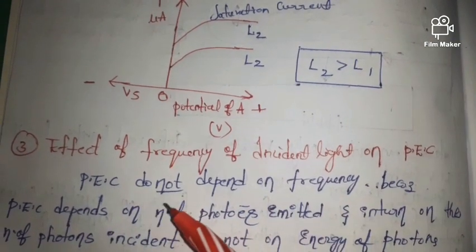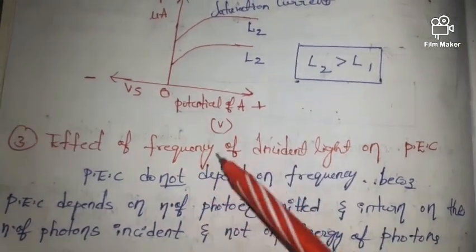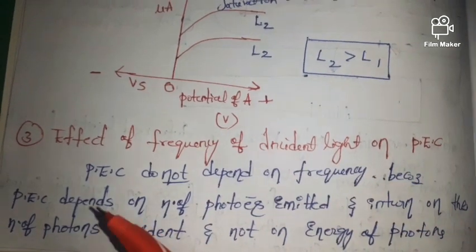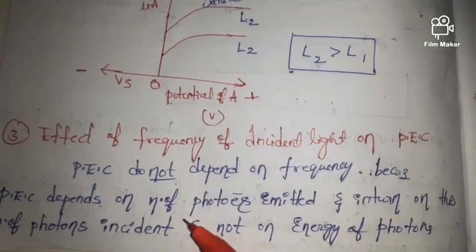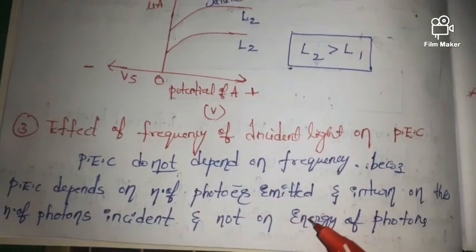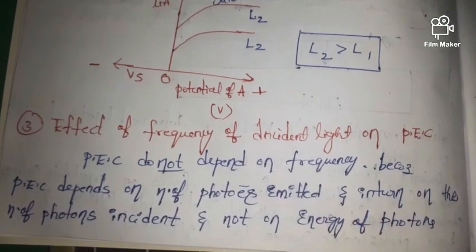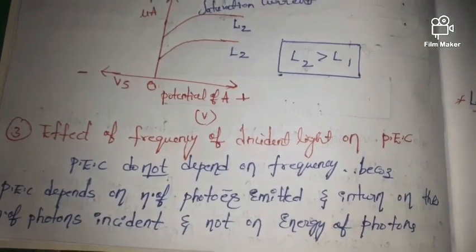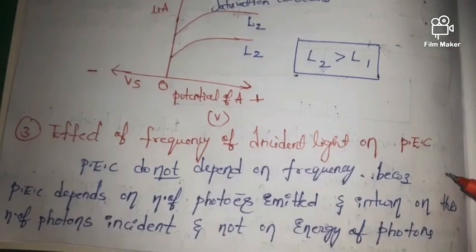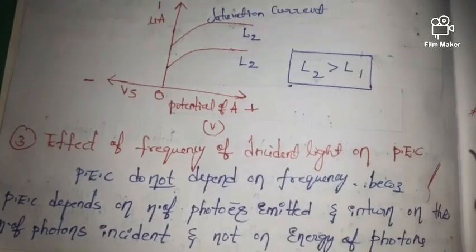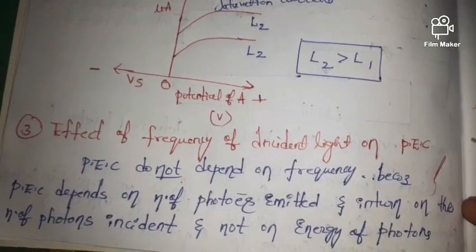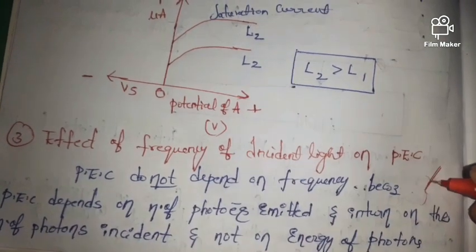Photoelectric current does not depend on frequency because photoelectric current depends on the number of photoelectrons emitted and in turn on the number of photons incident. Here we have to remember only 2 points, friends. Here photoelectric current depends on what? Number of photoelectrons emitted.